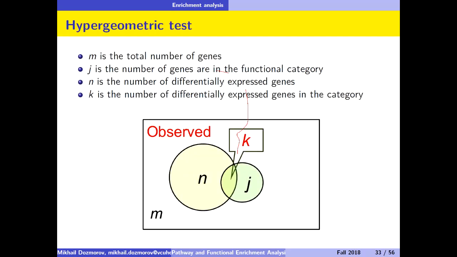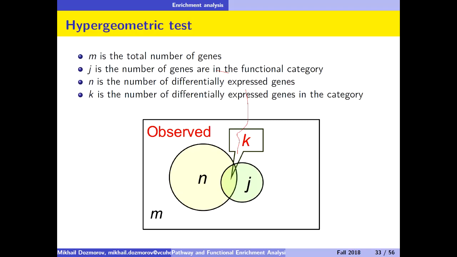So you calculate significance p-value. I already mentioned hypergeometric test, and a little bit how hypergeometric test works. Think about it in very simple terms. You have m genes. M is the total number of genes. For human, it will be 20 to 25,000.